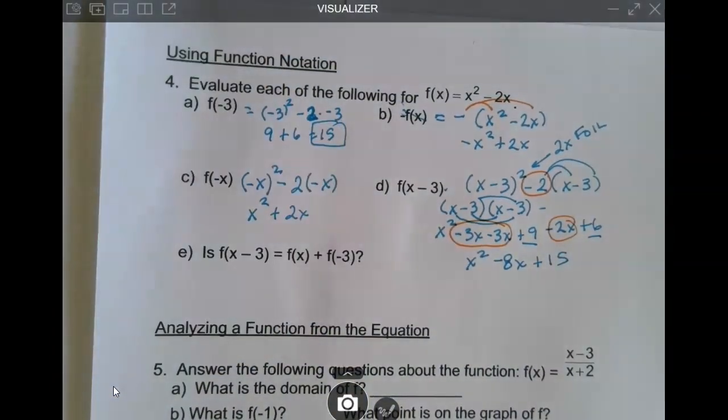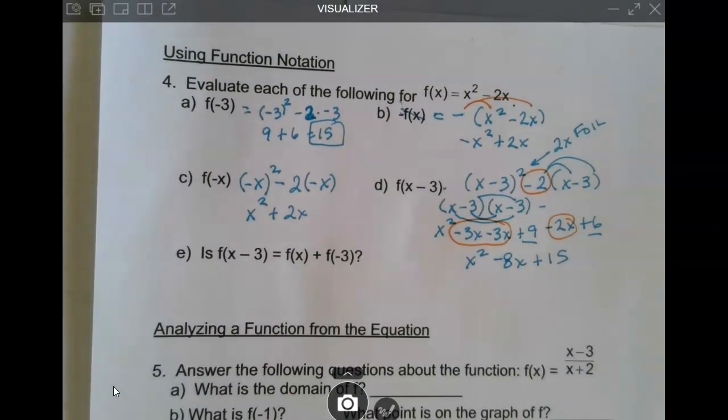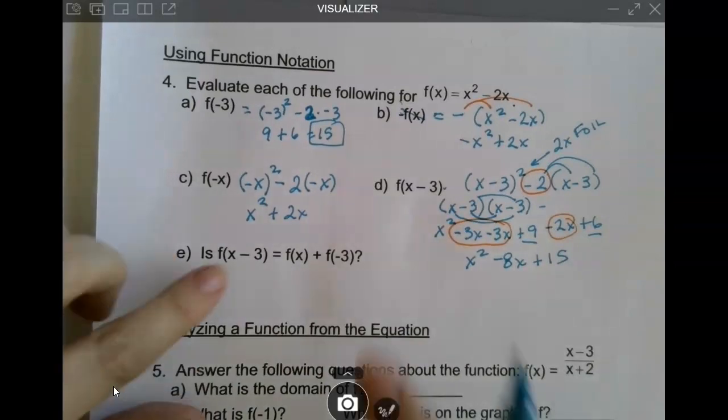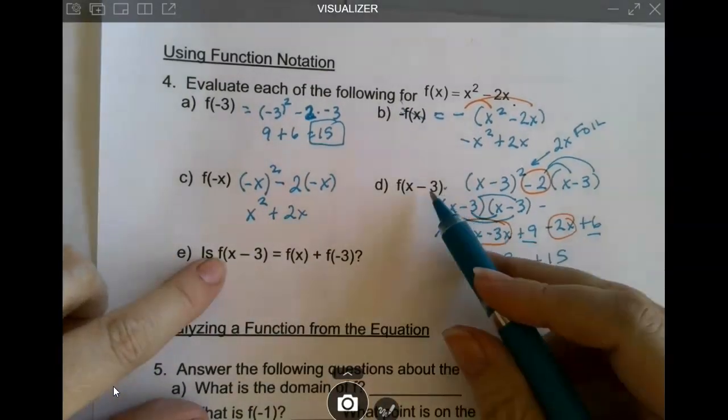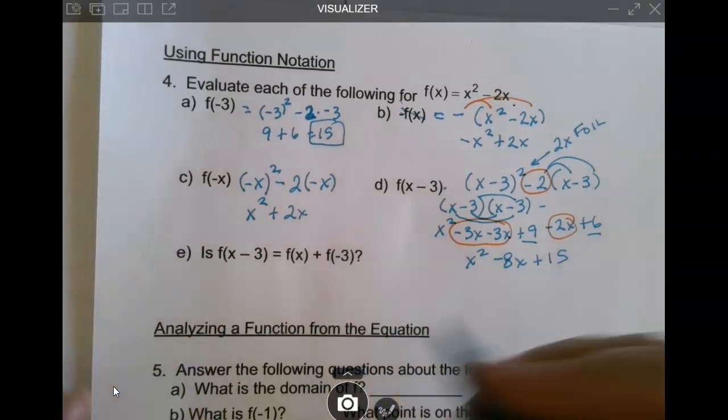And then this says, is this equal to this? Well, the way to figure it out is to work out both of those sides. I've actually already done this piece, it was right here. This is the same as this one. So we know this first part equals this part.